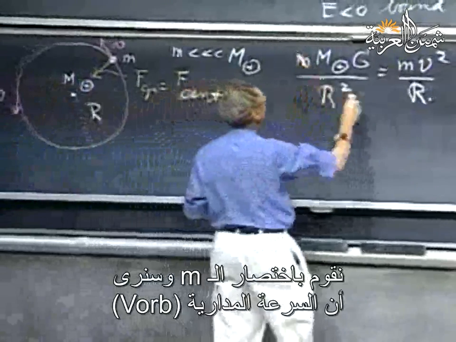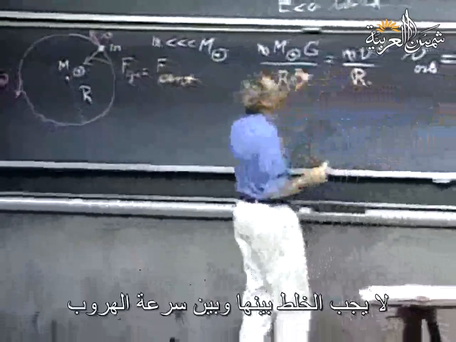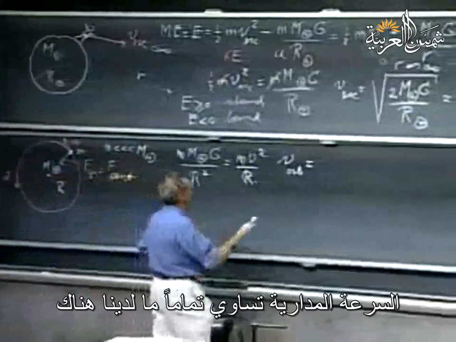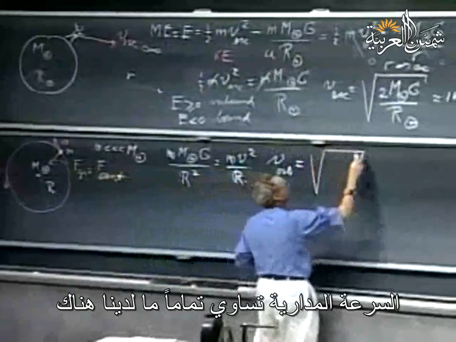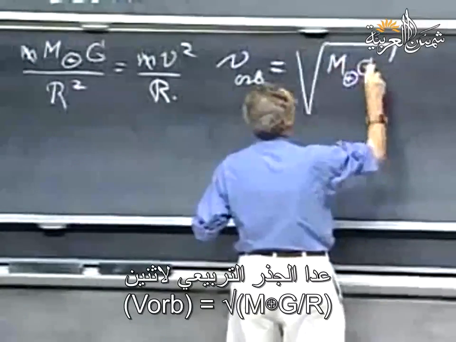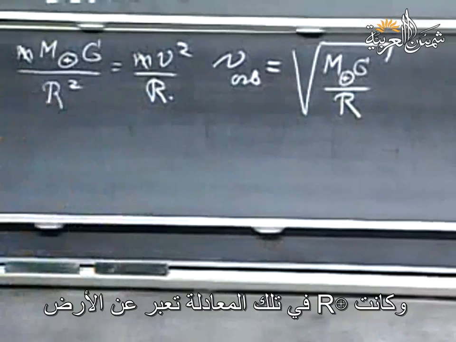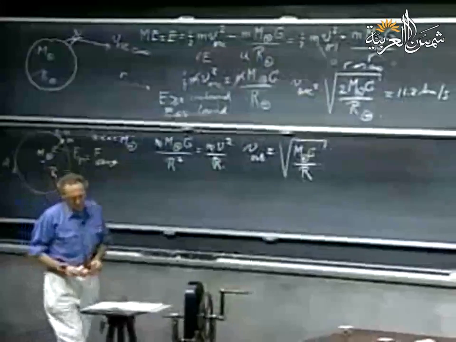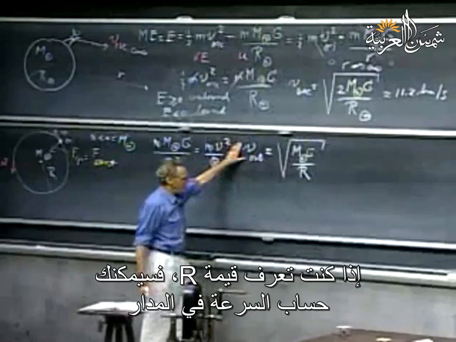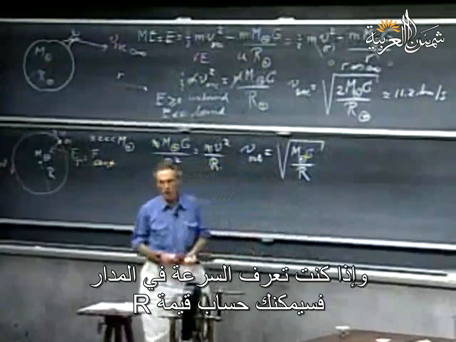I lose my m, and so you see now that the orbital speed, not to be mistaken for escape velocity, the orbital speed is exactly the same as what we have there, except the square root of 2 divided by r. This is now r, and there was r Earth. If you know r, then you can calculate the speed in orbit. If you know the speed in orbit, you can calculate r.